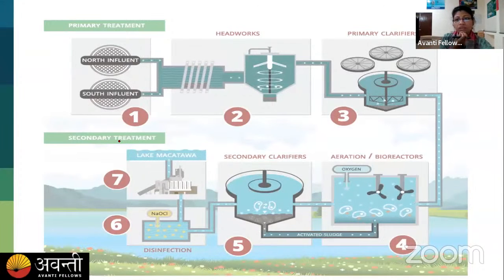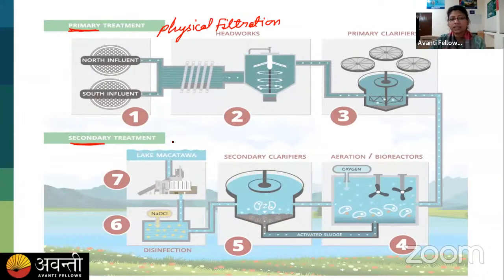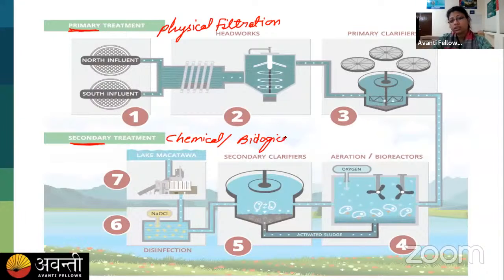Okay. So the sewage water which is polluting our water bodies initially has to be treated. The treatment is done in two phases, the primary and the secondary phase. In the primary phase, we are doing the physical filtration, whereas in the secondary treatment, we are doing the chemical and the biological treatment.